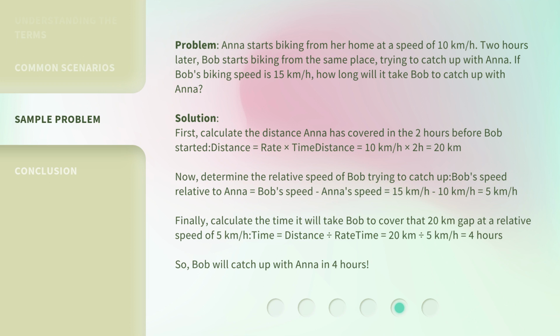Finally, calculate the time it will take Bob to cover that 20 kilometers gap at a relative speed of 5 kilometers per hour. Time equals distance divided by rate. Time equals 20 kilometers divided by 5 kilometers per hour equals 4 hours. So, Bob will catch up with Anna in 4 hours.